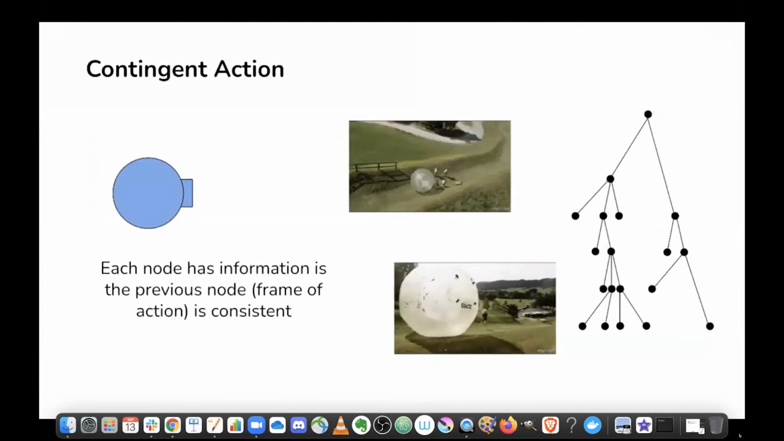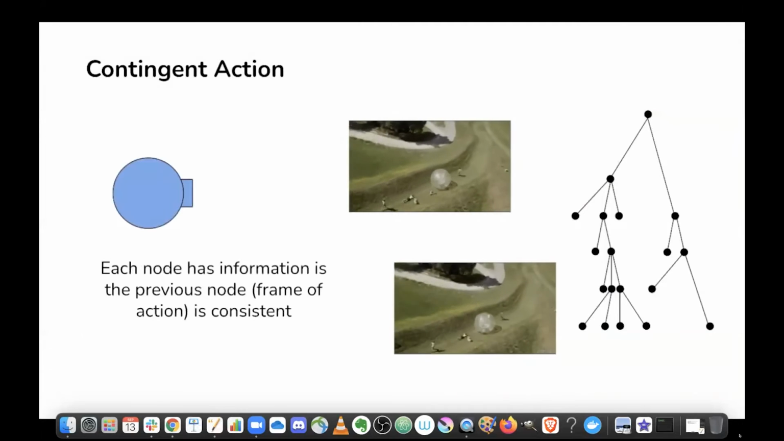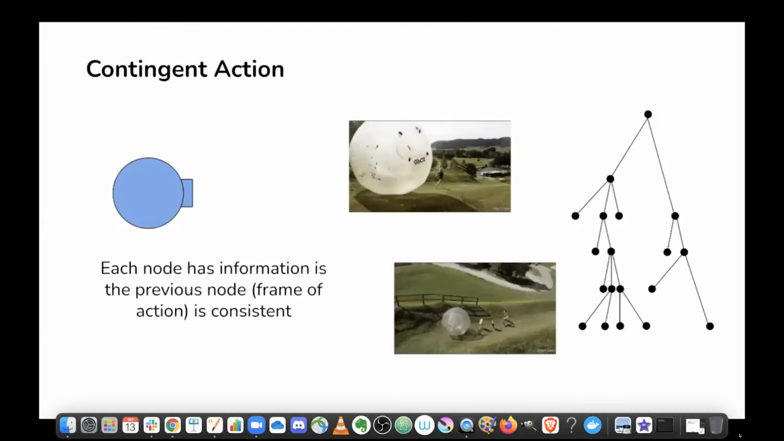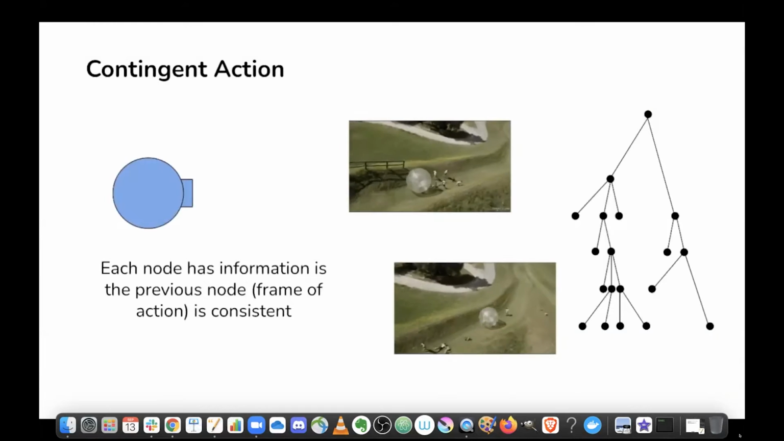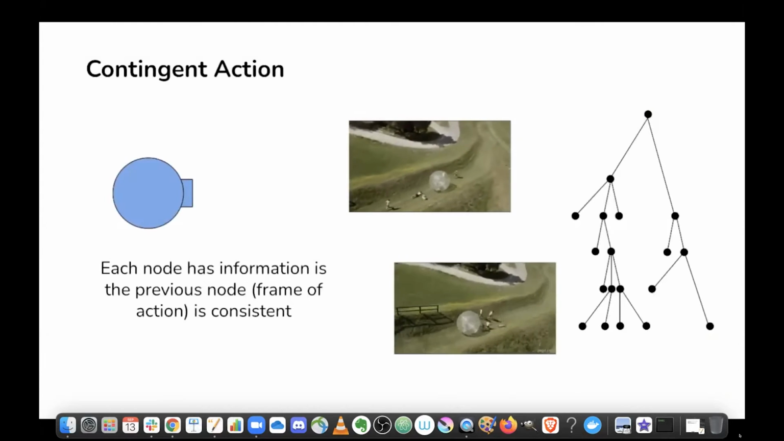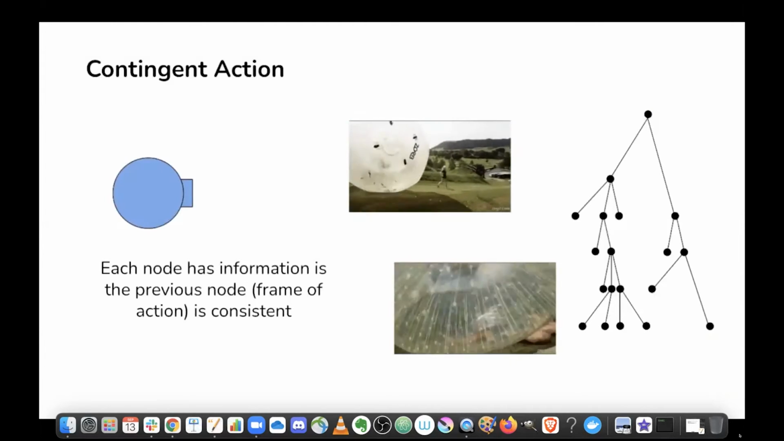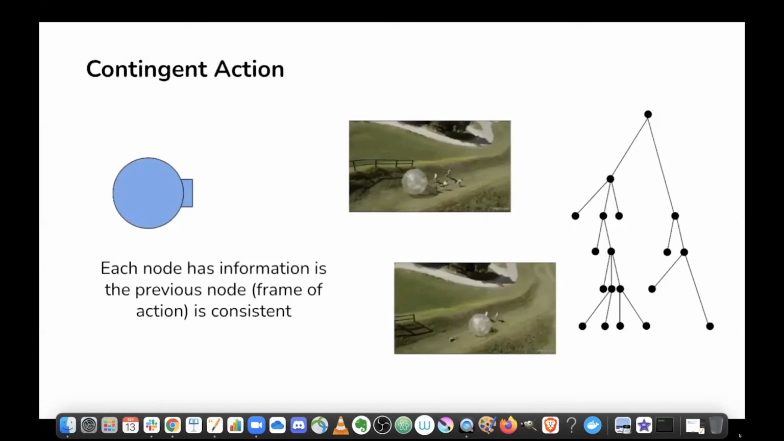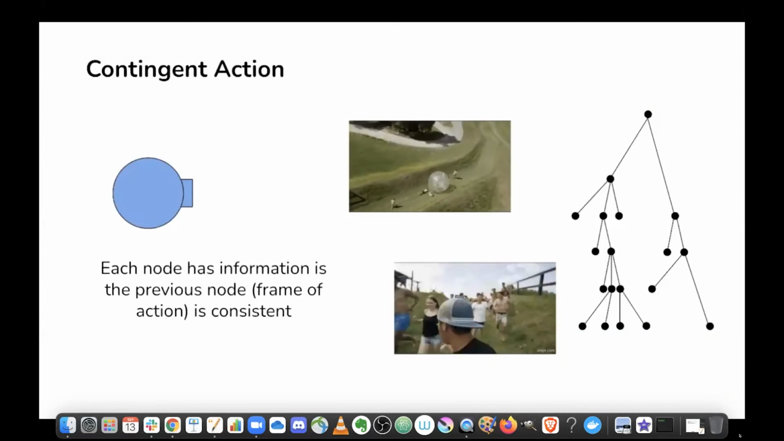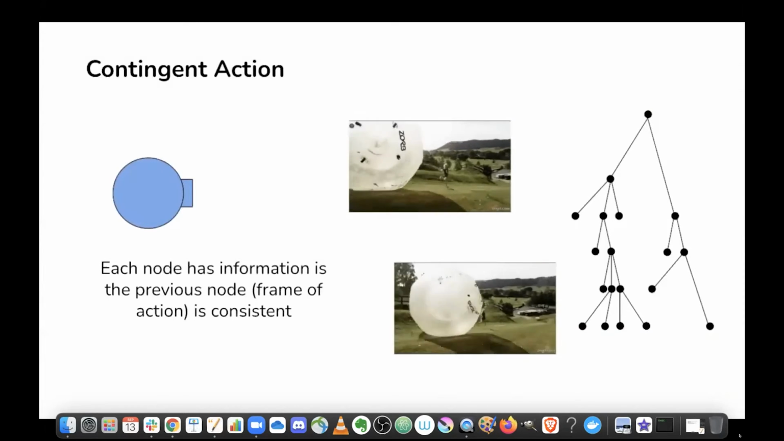More generally, this relies on this concept of contingent action. On the right, you can see a binary tree of different states and different outcomes. Each node has information that the previous node it leads to. So there's a consistency across time and across events unfolding. And in contingent action, we expect this structure.